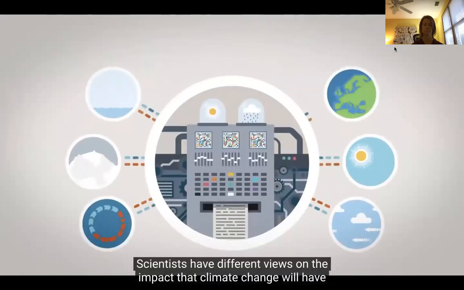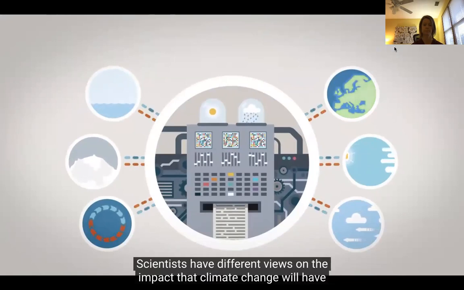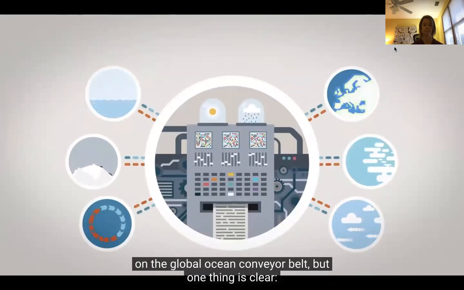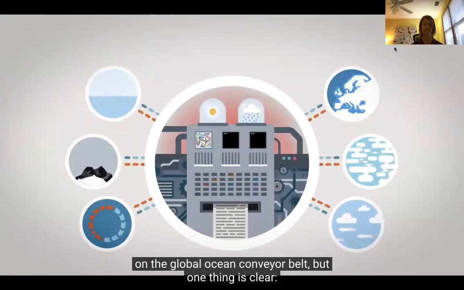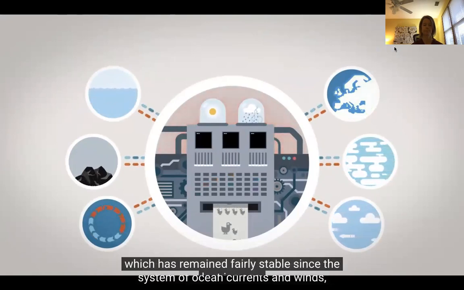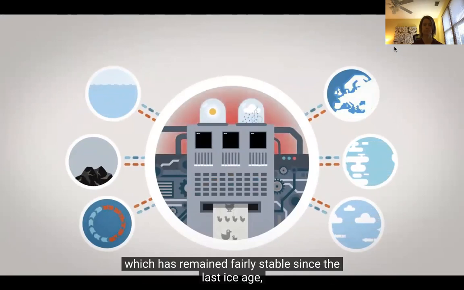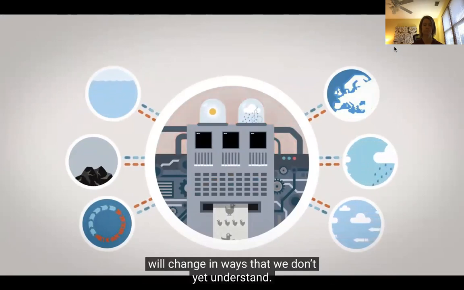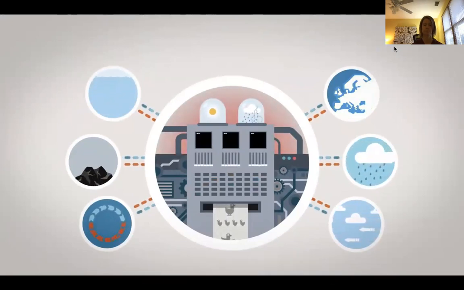Scientists have different views on the impact that climate change will have on the global ocean conveyor belt. But one thing is clear: when the climate changes, then the complex system of ocean currents and winds, which has remained fairly stable since the last ice age, will change in ways that we don't yet understand.